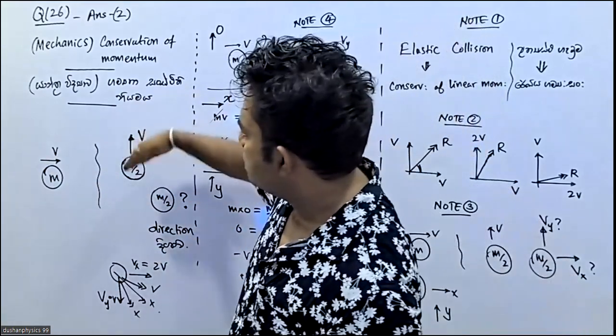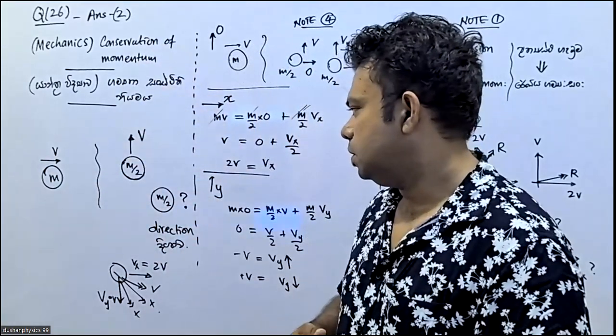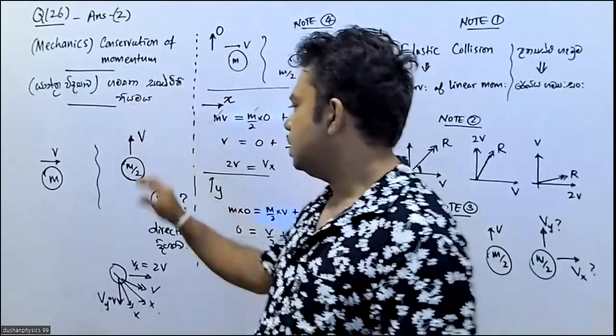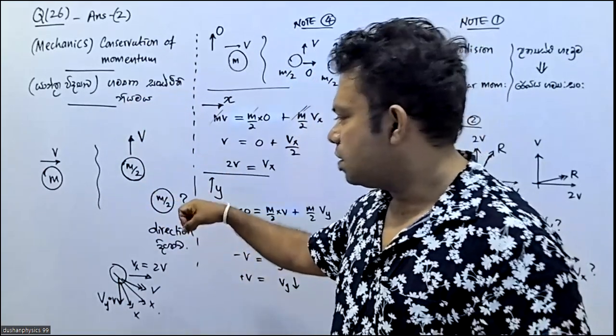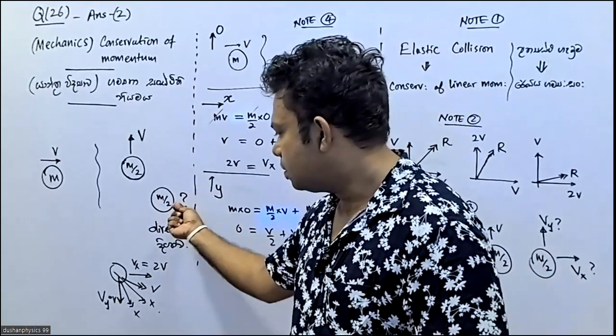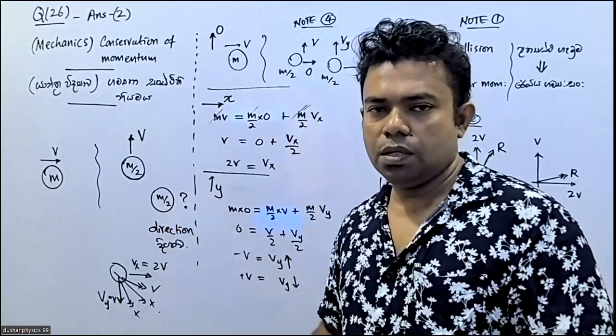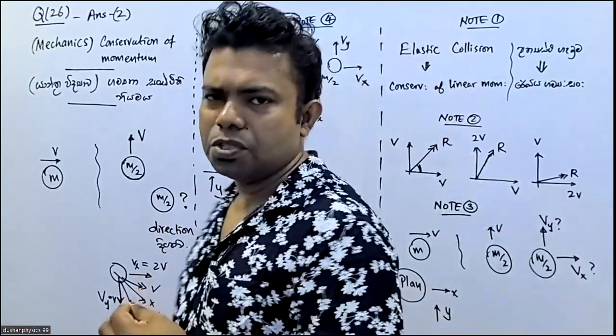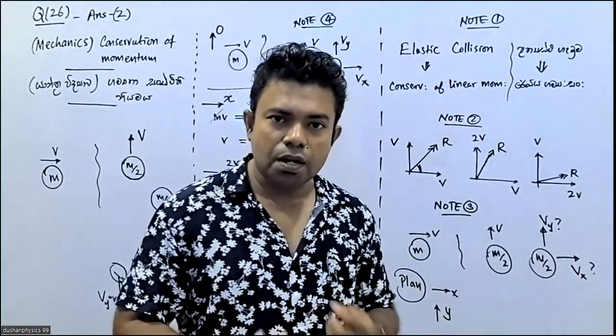One is moving towards the upward direction. They are asking what the other mass's direction is. Let's consider it. It's a pretty easy question. Let's analyze. The analysis part is the important part.